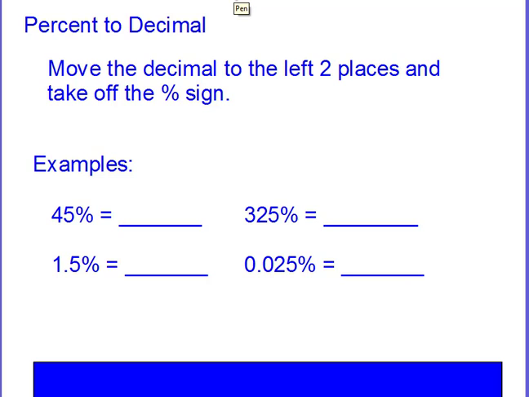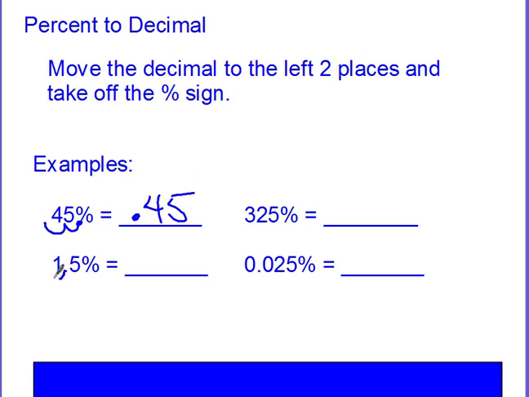So 45% is the same thing as 45 out of 100. Okay, but that 45%, it doesn't have a decimal in it. So where's the decimal at? It's always at the end. If a number does not have a decimal, it's always at the end. And in this case, we're going to move the decimal 2 places to the left and take off the percent sign. So 45% is the same thing as 0.45 or 45 hundredths.